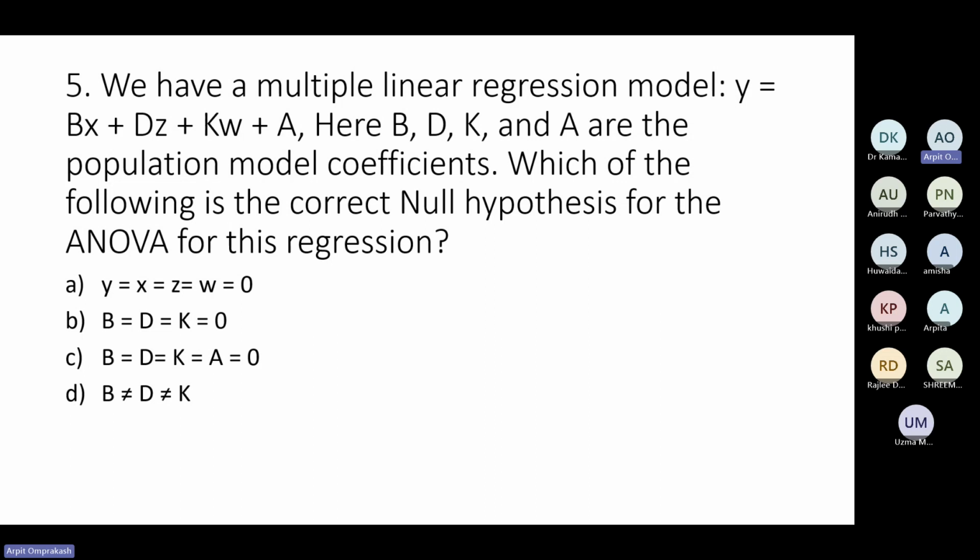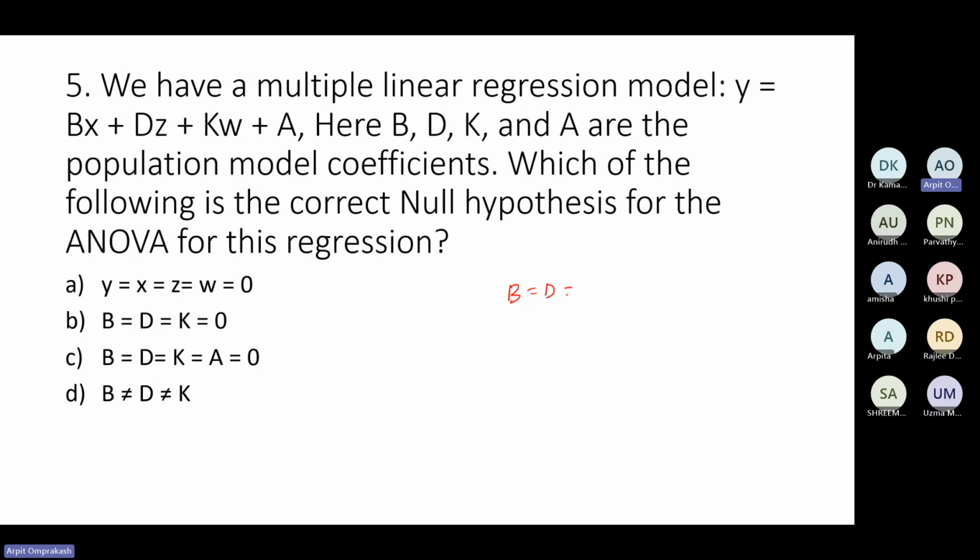Next question is, we have a multiple linear regression model: Y is equal to bx plus dz plus kw plus a. Here b, d, k, and a are the population model coefficients. Which of the following is the correct null hypothesis for the ANOVA of this regression? When we are doing an ANOVA or an F test to check for significance, we are checking all of the coefficients together. So it should be B is equal to D is equal to K is equal to A is equal to 0. So all of these equal to 0 should be our null hypothesis. And our alternate hypothesis is that at least one of them is not 0.